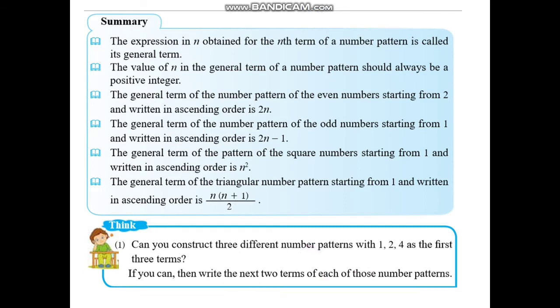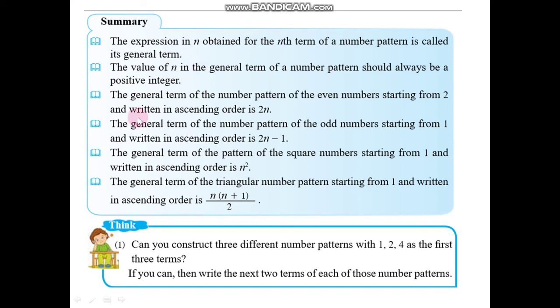Okay, we are at the end of our lesson. Let's see the summary of what we have done today. The expression in n obtained for the nth term of a number pattern is called the general term. The value of n in the general term of a number pattern should always be a positive integer. You have to keep it in mind always. n is a positive integer.